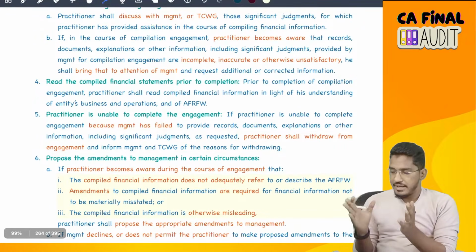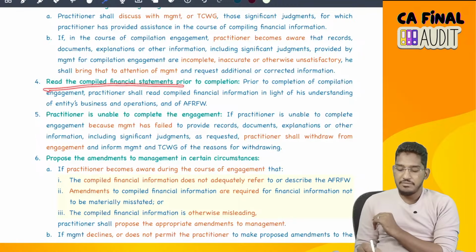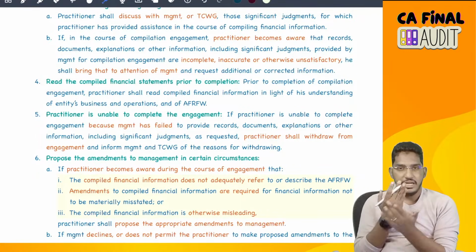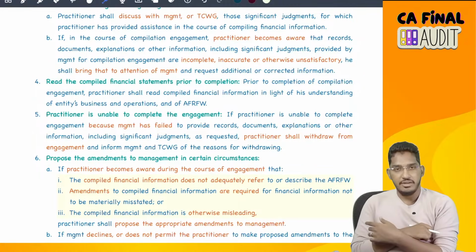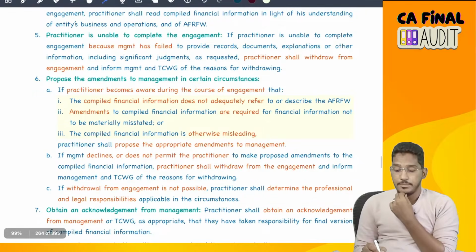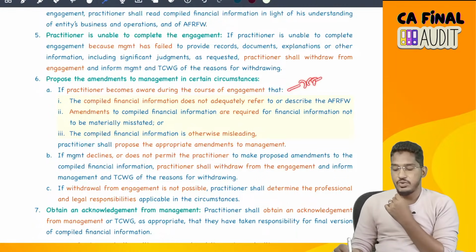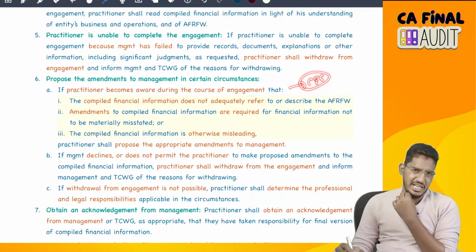And finally, you will assist the client and compile the financial statements. Now read the compiled financial statements prior to the completion. Once you sign off the engagement, you should get the copy of the compiled financial statements and read it once. Sometimes what will happen is, when you are reading that compiled financial information, you might ask the management to make some changes. You gave the assistance, you told them this should be treated like this. Now management, according to those instructions, prepared the compiled financial statements and gave it to you.